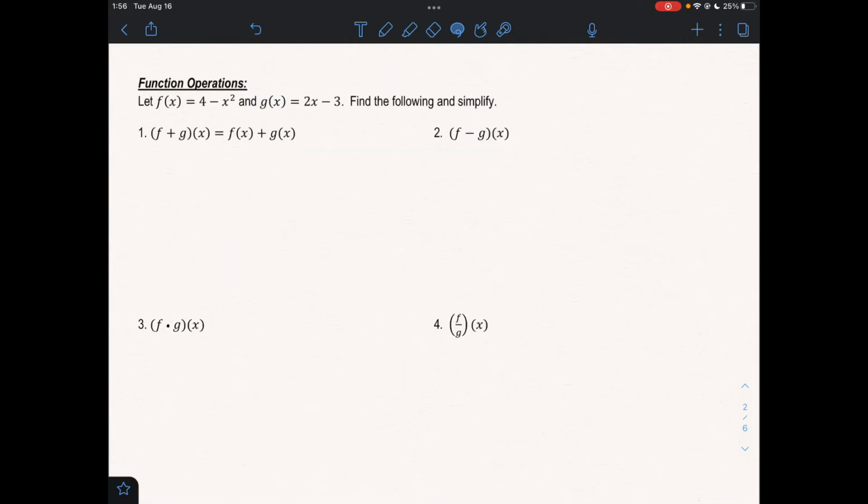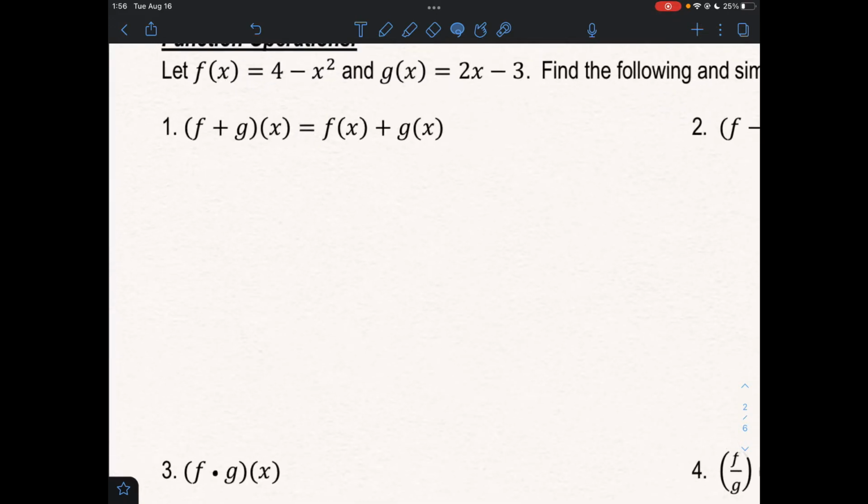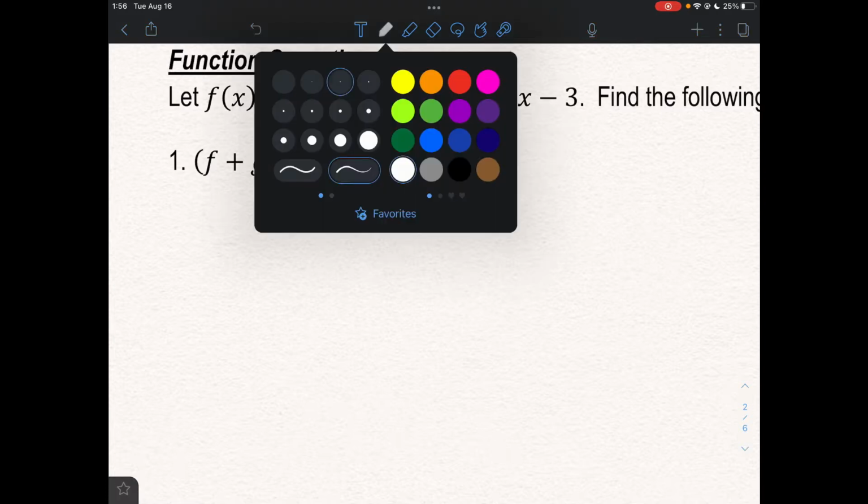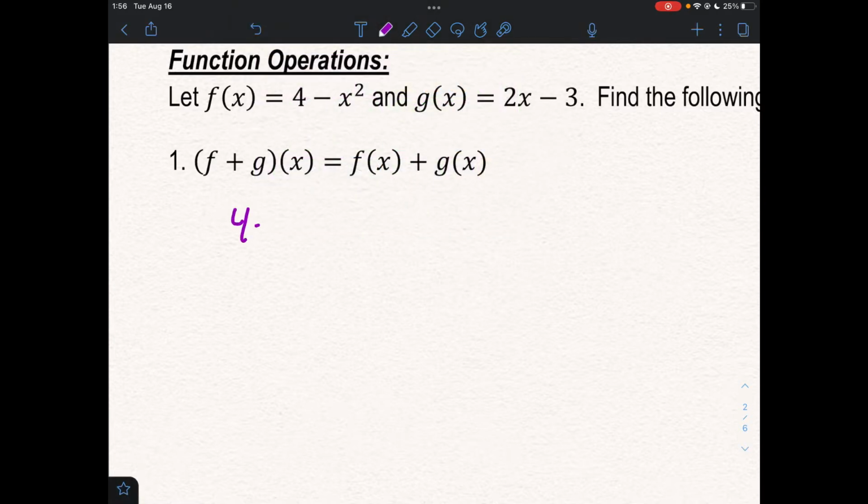First, let's talk about function operations. So we're going to have f, which is 4 minus x squared, and g, which is 2x minus 3. We're going to find each of the following and simplify if possible. So the first one is f plus g of x, which is also known as f of x plus g of x. So simply, we're going to take f of x and add it to g of x.